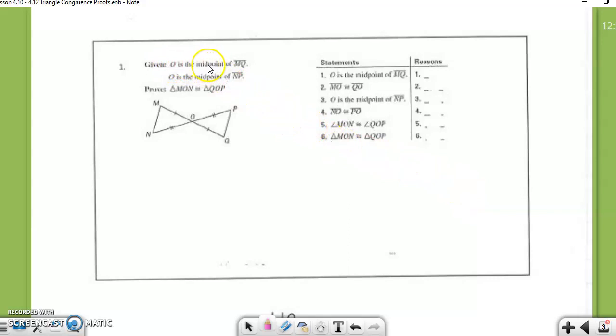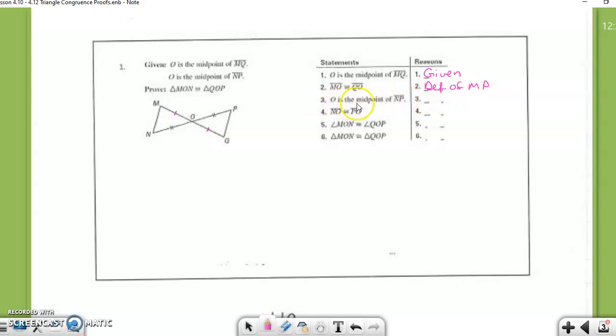So I'm given O is the midpoint of MQ. Okay, so there's O, and it's the midpoint of MQ. They've already marked it as congruent and congruent. If they hadn't, I would have marked it. But I know since it's being given the midpoint, I'm going to have to use definition of midpoint in my proof. So here, O is the midpoint of MQ. That was given to me. And now I know that MO is congruent to QO, and that is by definition of midpoint.